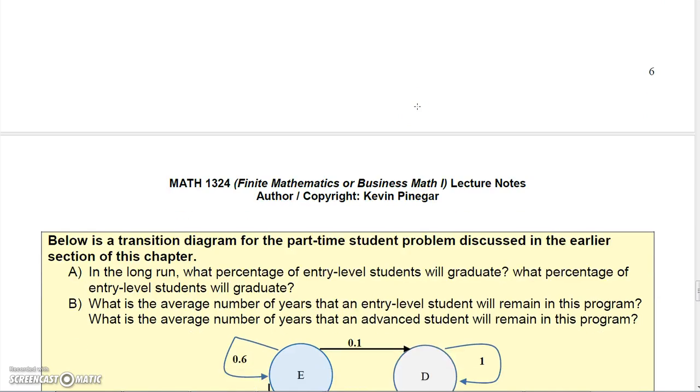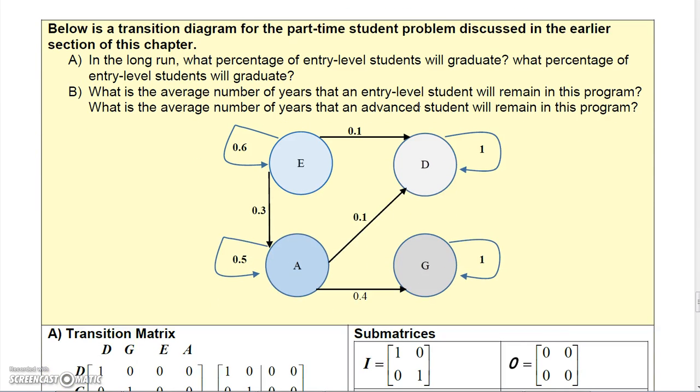Okay? Now, let's take a look at our transition diagram for the part-time student problem. It says, in the long run, what percentage of entry-level students will graduate? What percentage of, that should say advanced level students. So what percentage of advanced level students would graduate?